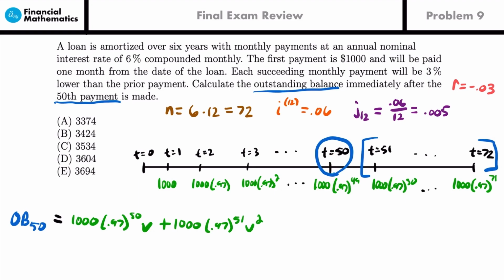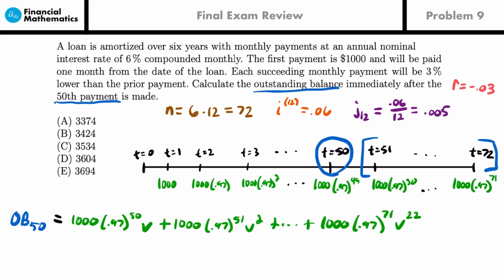And that pattern would continue till the last payment at time 72, where you'd have 1,000 times 0.97 to the power of 71 times v to the power of 22. Right, that's how many periods are between time 50 and time 72. You would need to bring this payment back 22 periods, and that would get you to time 50. Okay, so these are the stream of payments that we're working with. And if you've watched my lesson video from my financial mathematics series on how to calculate geometric annuities, then the process that I'm going to go through here should look pretty familiar.